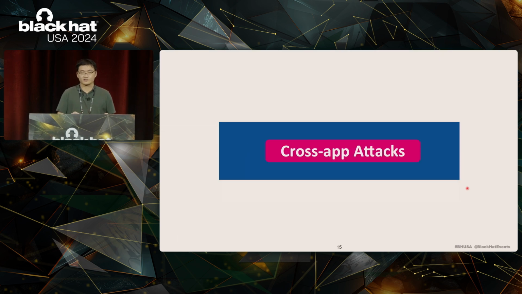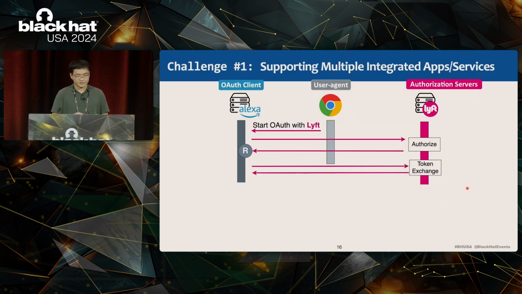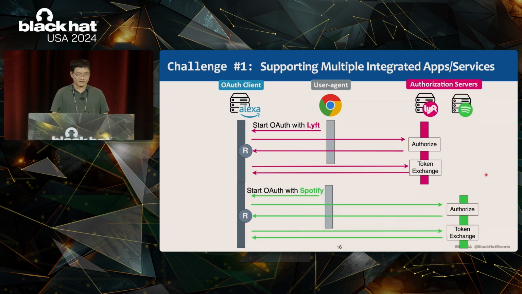We'll first start with the issues related to our cross-app attacks. In traditional OAuth, there is only just one authorization server involved. But in integration platforms, it needs to support multiple integrated apps or services, where each app has its own authorization server and their own account linking needs. So first, the platform needs to support linking with both Lyft and Spotify like this in separate OAuth flows. But more importantly, in order to achieve this, the platform must remember the user's choice in the first place, and then later retrieve it.